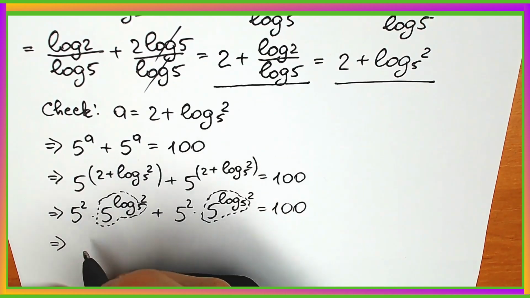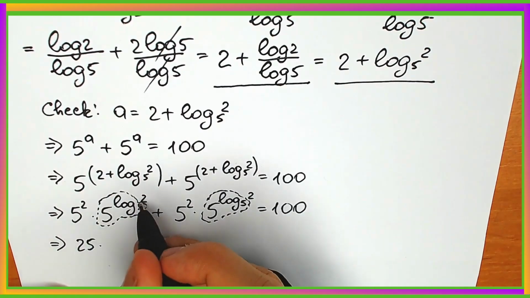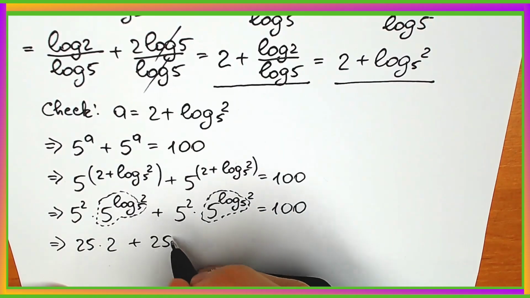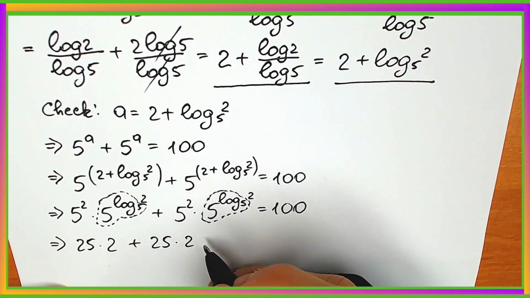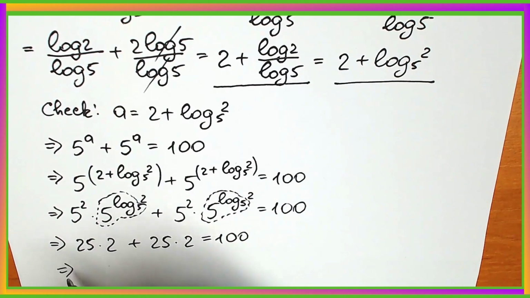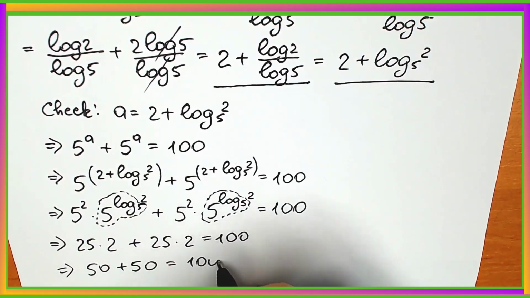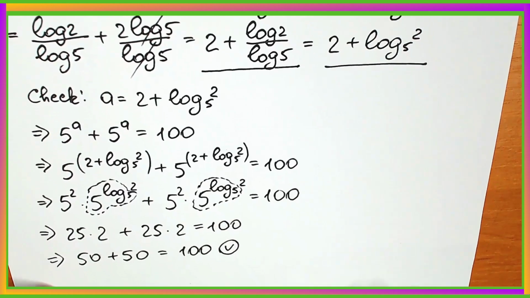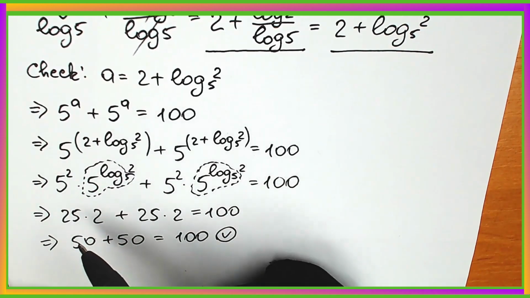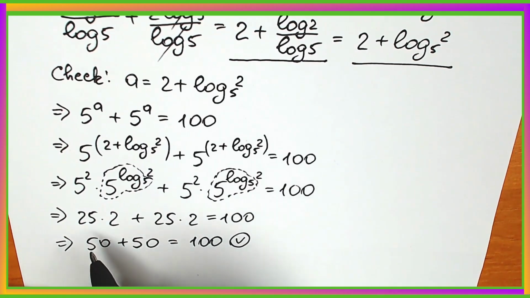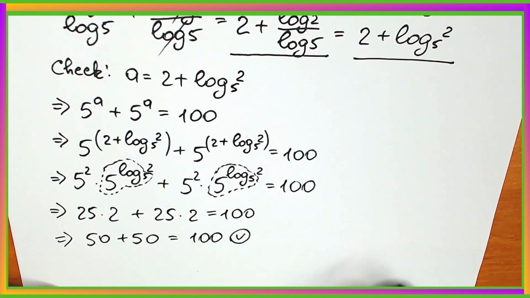We have only 5 squared, 25, times 2, plus 5 squared, 25, times 2, equal to, can we get 100? I guess we can. So we have 25 times 2, we have 50, plus 50 equal to 100. Yeah, our root is great. I thought that we can't get 100 from here, but everything is great. So we have 50 plus 50 equal to 100. So our root is absolutely great.